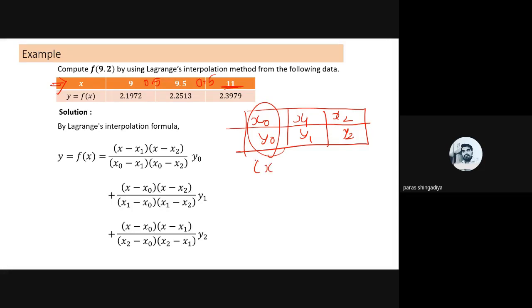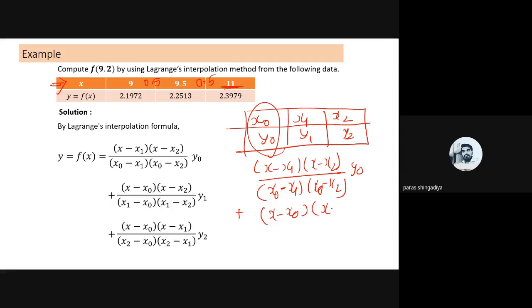So it will be x minus x1 and x minus x2. And denominator में आपको x0 को यूज करना है. ठीक है, and replace the x. So x0 minus x1 and x0 minus x2 into the y0. That is the first term. And now in the second term, consider the formula for x1, y1. So it will be x minus x0 and x minus x2, divided by x1 minus x0 and x1 minus x2, into the y1. That is the second term.